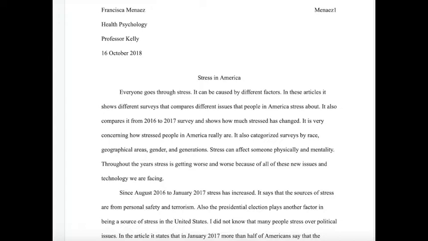It is also characterized in surveys by race, geographical areas, gender, and generation. Stress can affect someone physically and mentally. Throughout the years, stress is getting worse and worse because of all the new issues and technology we are facing.